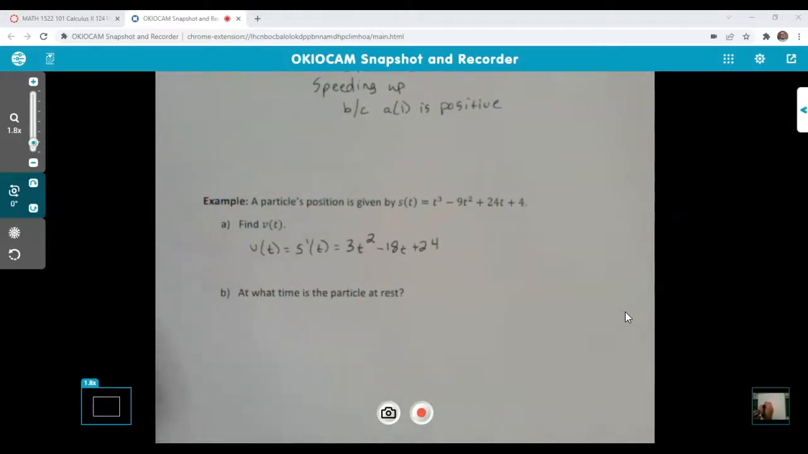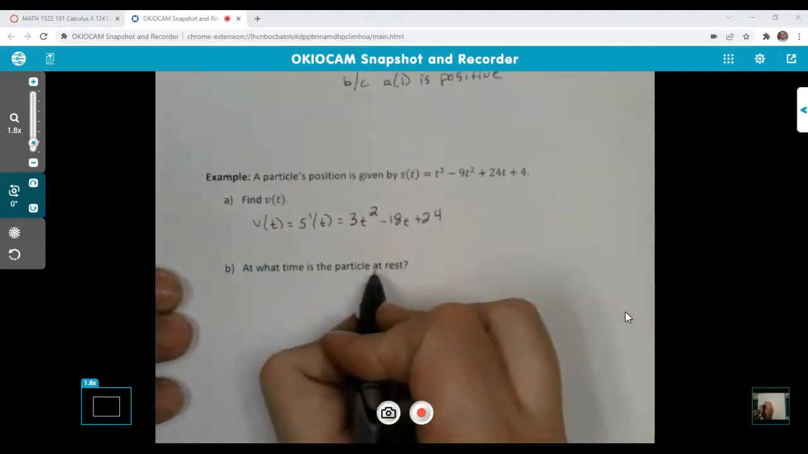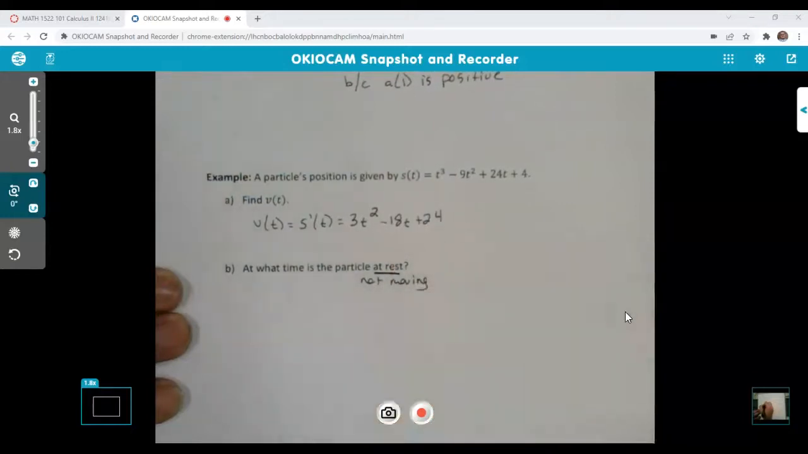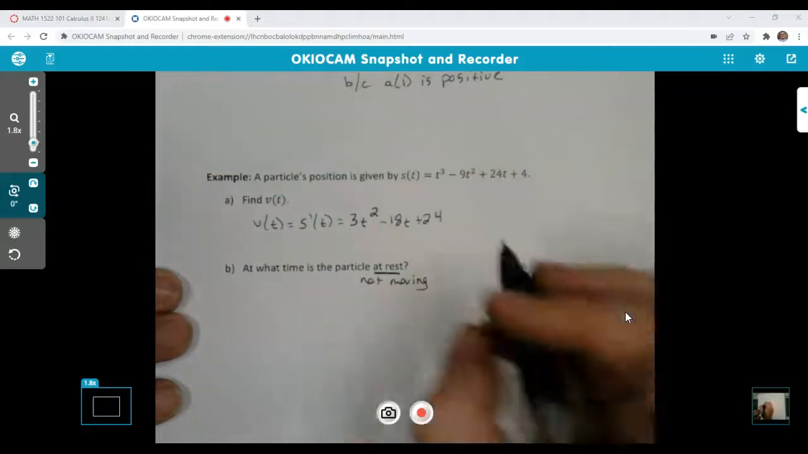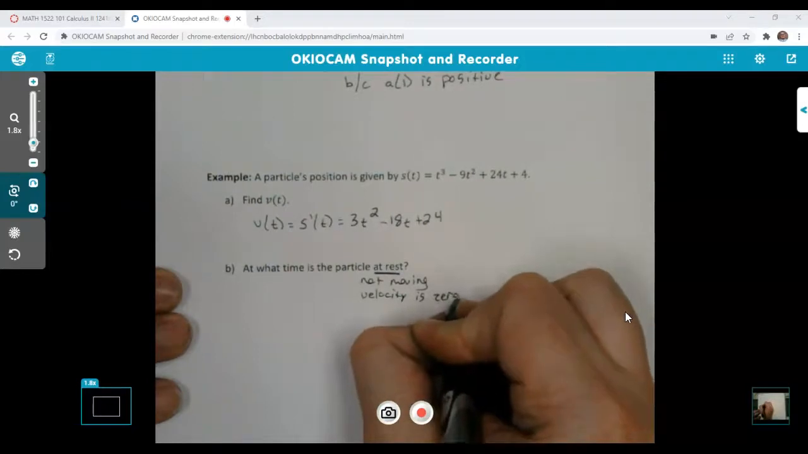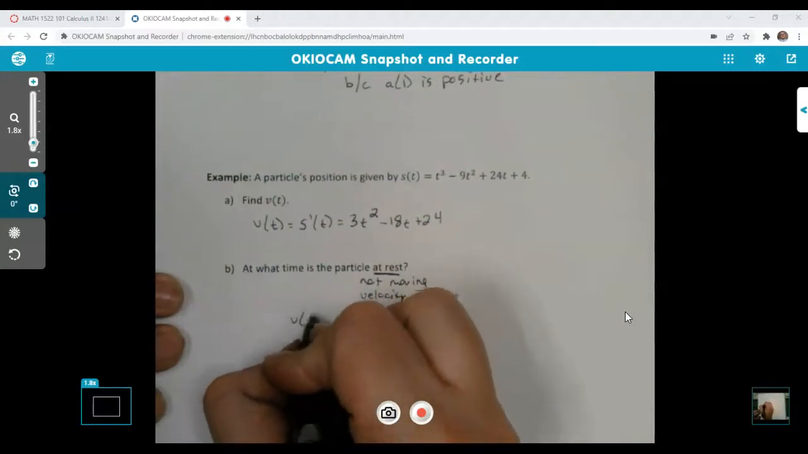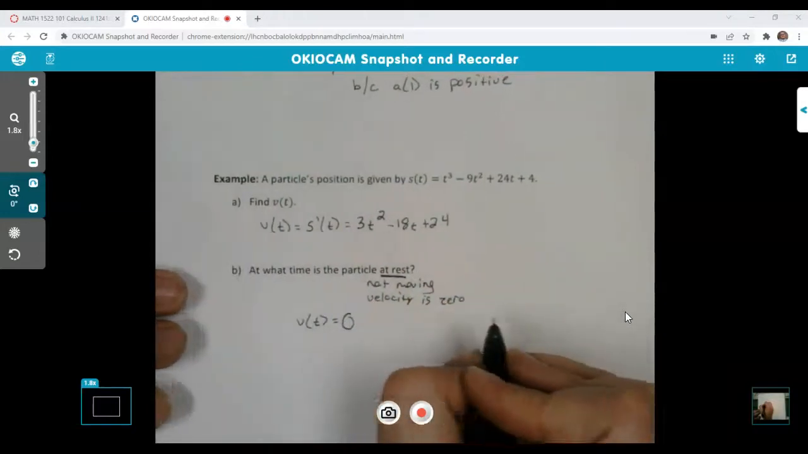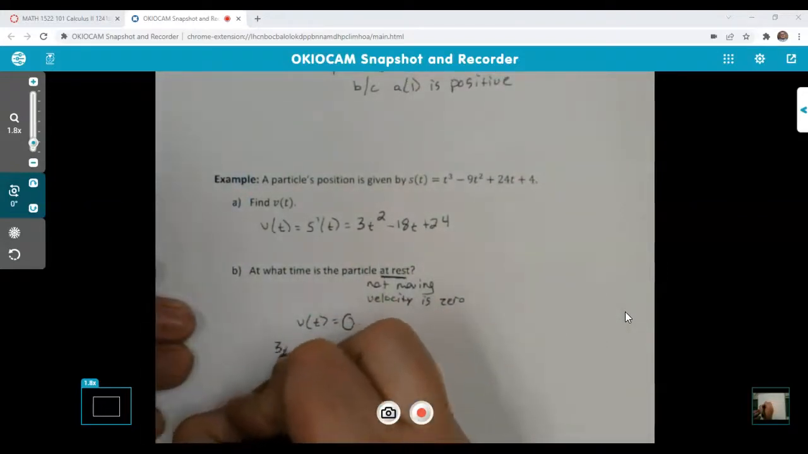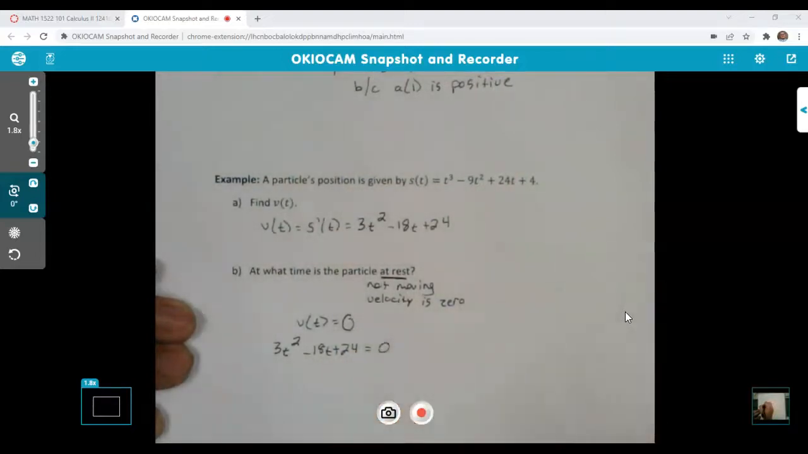Part B says, at what time is the particle at rest? So let's think about what at rest means. At rest means it is not moving at all. If you think about what that means, my velocity is 0. So what it's really wanting to know here is where is v of t equal to 0. To figure that out, just set v of t, 3t squared minus 18t plus 24, equal to 0, and solve that.